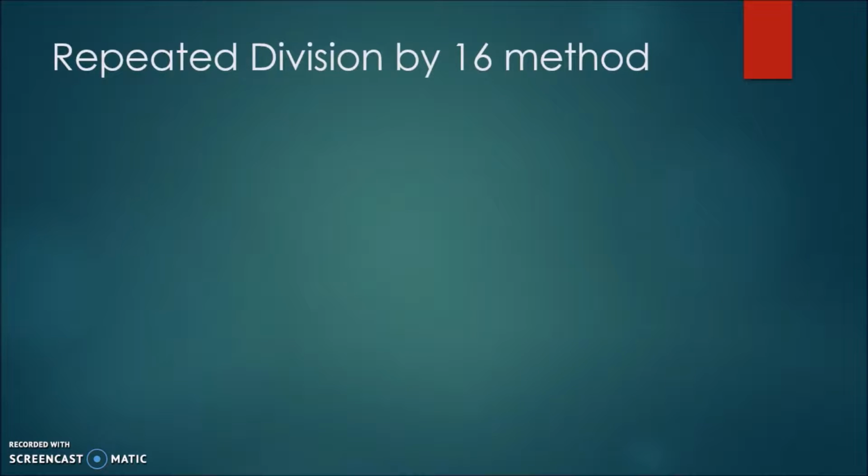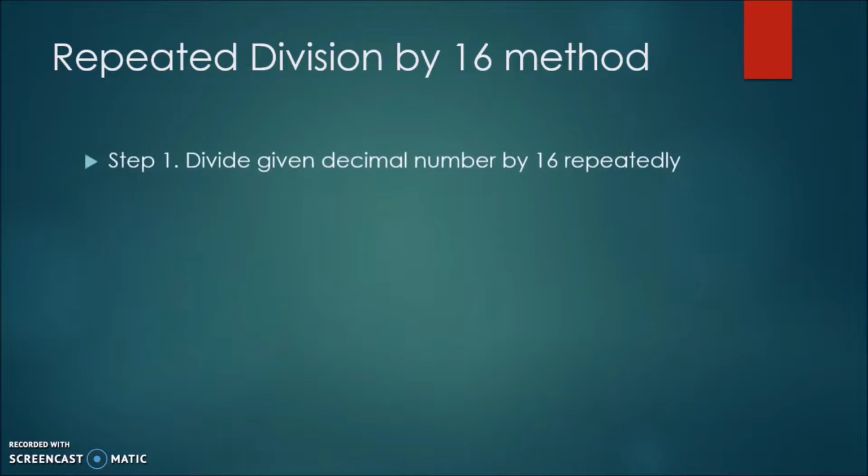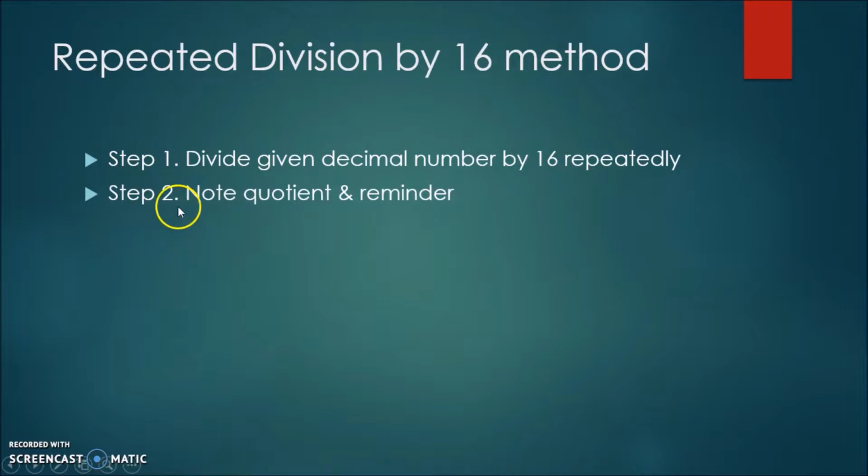Hello friends, in this video I will explain how to convert the given decimal number into hexadecimal. Here we have to use the method of division by 16 repeatedly. In the first step, we divide the given decimal number by 16 repeatedly, and while dividing we have to note the quotients and remainders.